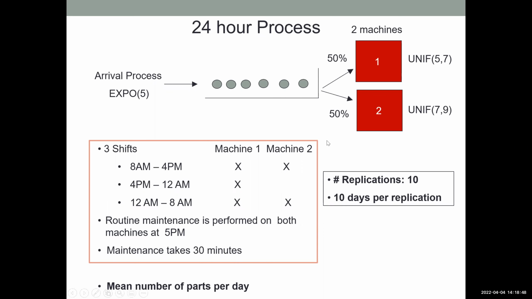Oh, so this is saying that machine 1 is working during that time period. And since there's no X here, that means that it's not working. Yeah, sorry about that. So we're gonna run this for 10 replications, and each replication will last 10 days. Okay, and you see here, routine maintenance is performed on both machines at 5 p.m. So that means that we have to have 30 minutes down here for machine 1. But for machine 2, we don't have to worry because that's gonna happen during this time that the machine is down. Okay, so let's work with Arena.